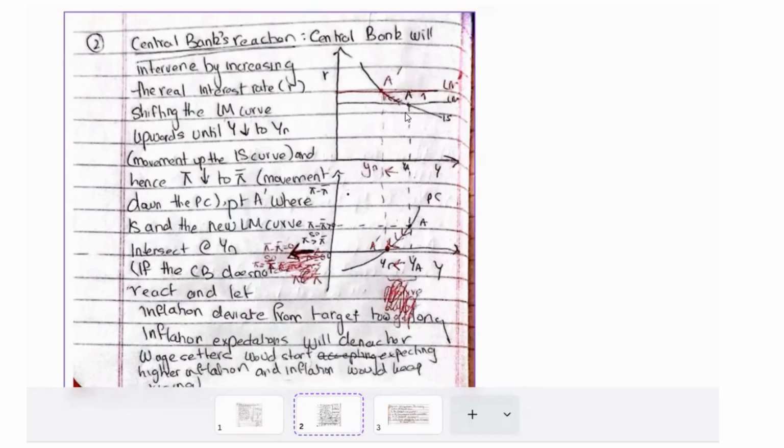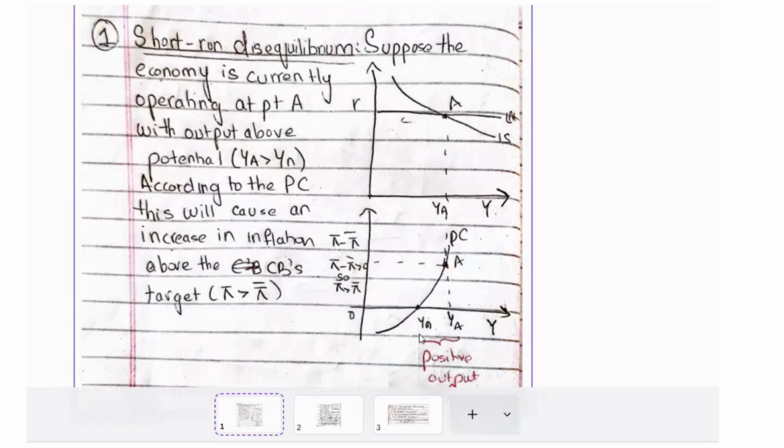So how will you plot this? You will plot it in such a way that the central bank increases the real interest rate, shifting the LM curve upwards, and your new LM curve should intersect the IS curve at YN. So that now we are at the point where Y is YN and pi is pi bar. What happened is we started at point A, we had a positive output gap, Y greater than YN, which resulted in inflation being above target. So the central bank wants YA to go back to YN so that pi goes back to pi bar.